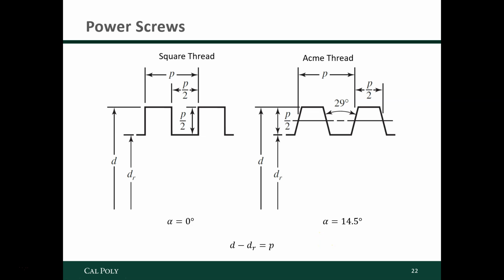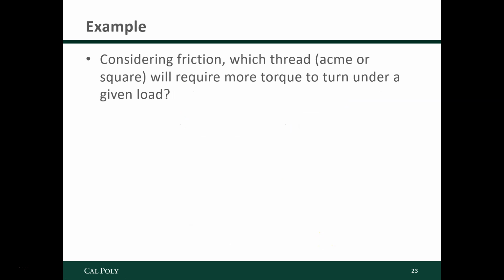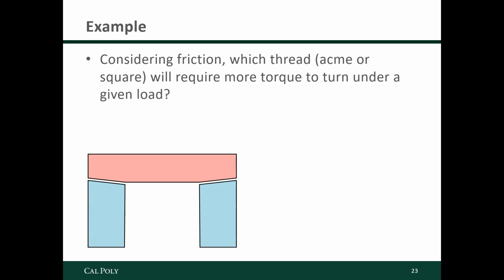Now, what are the advantages of these two? Let's first think about friction and which one is going to require more torque to turn under a given load, right? These things are for power transmission after all. So which one is going to tend to have more friction? Well, let's think about something just a little bit simpler. Let's think if we have a cylindrical sort of shape here.